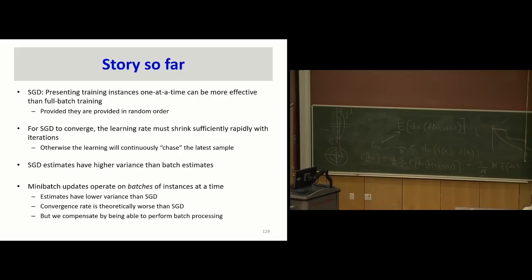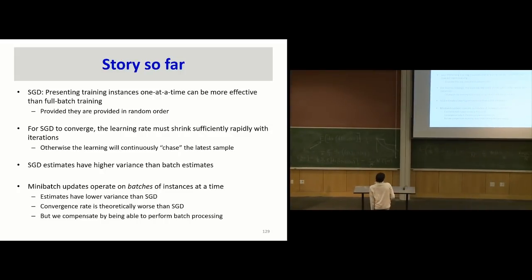So here is the final slide. SGD, presenting training instances one at a time, can be more effective than full batch. For SGD to converge, the learning rate must shrink rapidly with iterations. SGD estimates can have higher variance than batch estimates, but mini batch updates operate on batches of instances at a time and can give you the benefits of both the batch update and the SGD. They have lower variance than SGD. The convergence rate is theoretically worse than SGD, but in practice, because you're able to perform batch processing, things tend to be much faster. In practice, also because your loss functions are fairly complex, it turns out that this tends to be more robust and give you good estimates.